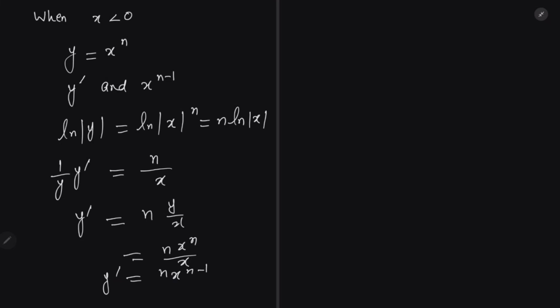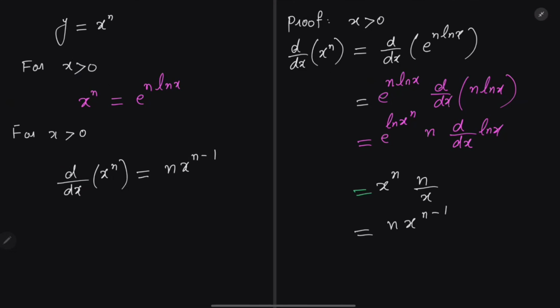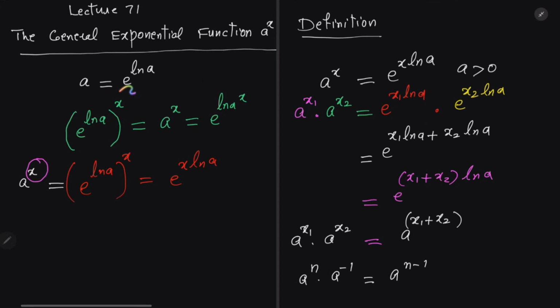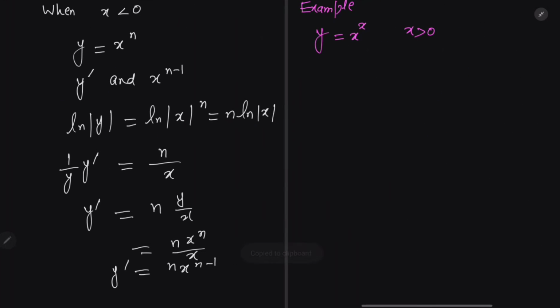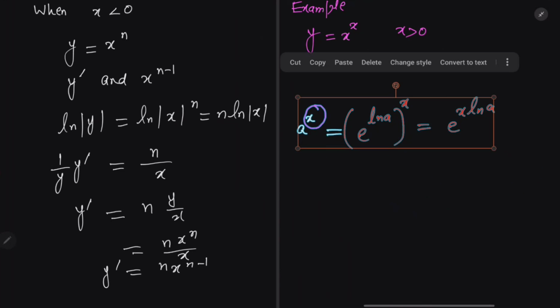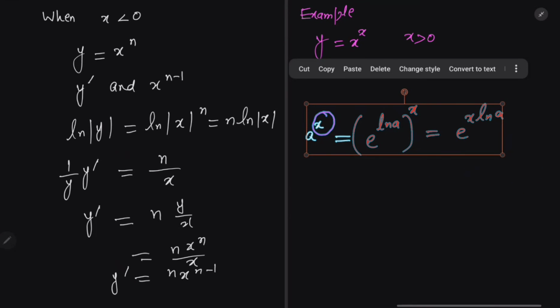Next we have one example over here. Example: we need to differentiate y is equal to x raised to power x. That is very interesting. And x is greater than 0. By the definition of a raised to power x. What was that definition over here? The definition was this equation. We just copy that and place it over here, just to remind that this was the definition.